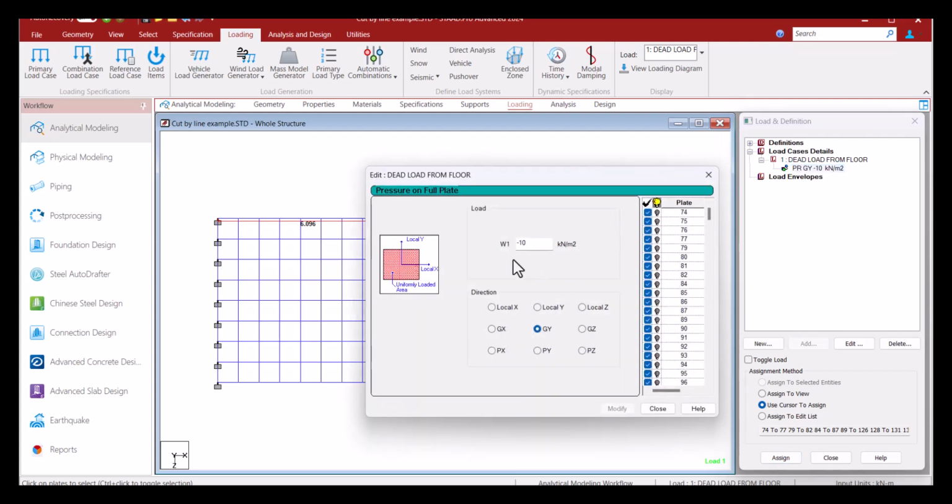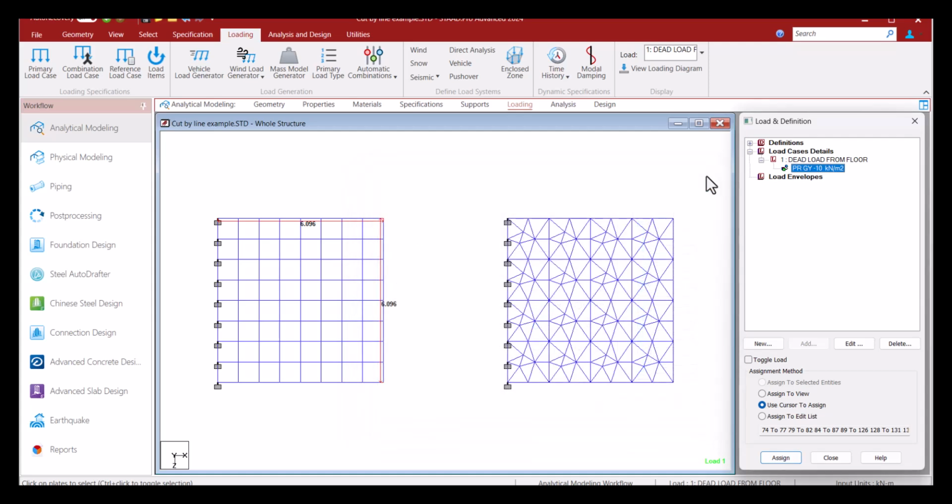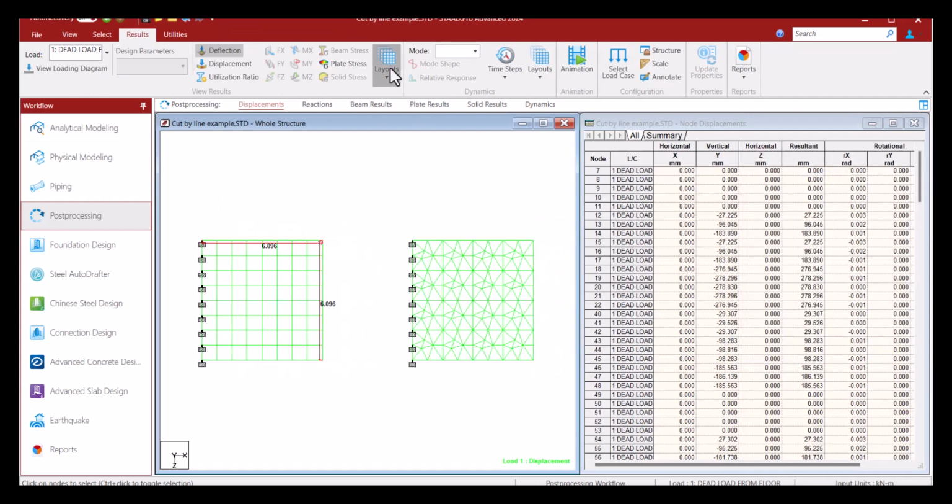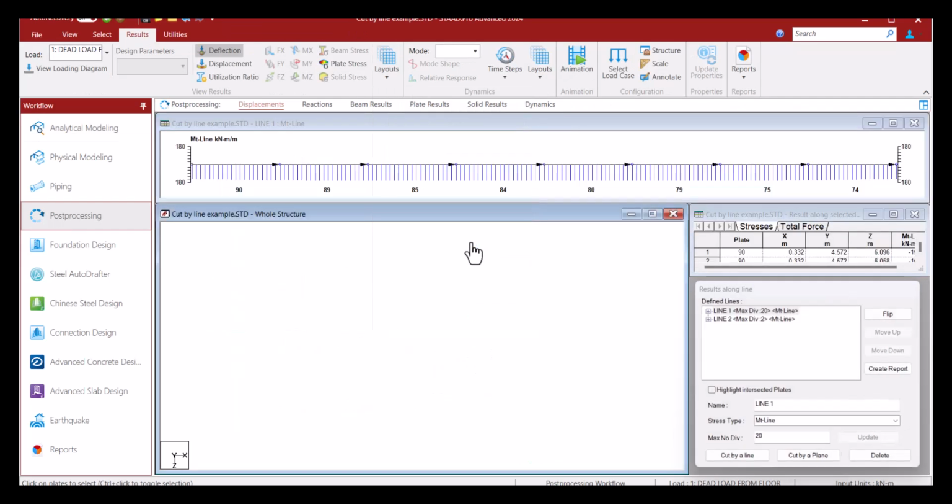Unit pressure means just like a load intensity. It's a pressure load of minus 10 kilonewton per meter square on the gravity direction. I'm just looking at it from the top view. Now let's go back here, and I have already performed the analysis.